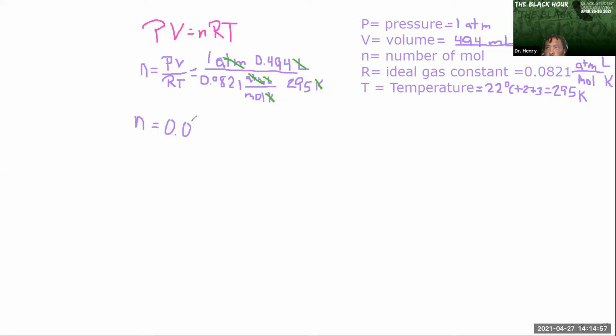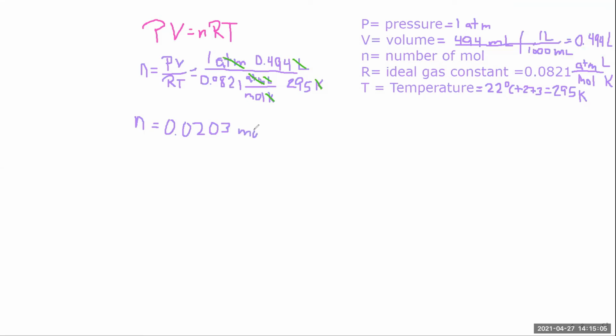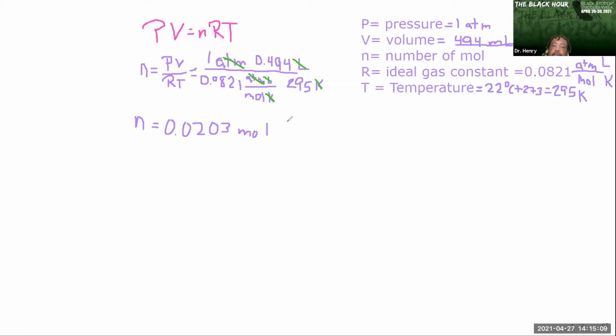Do you have to times 295? No, you're dividing it by 295. So you're going 0.494 divided by all the stuff at the bottom here. How come it's not 0.0203? Oh, not 03, but 04. Oh, you're right.